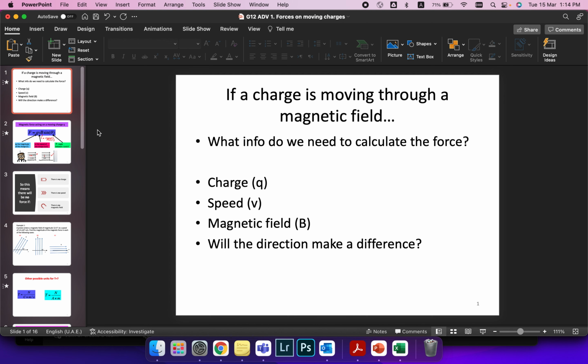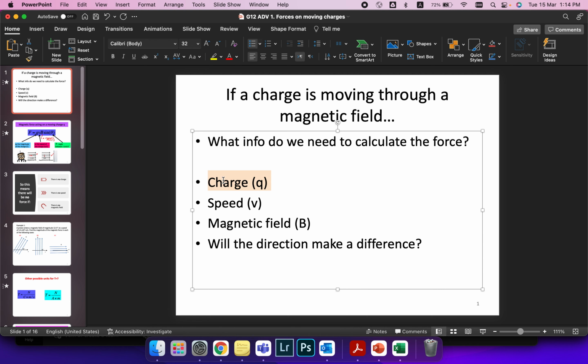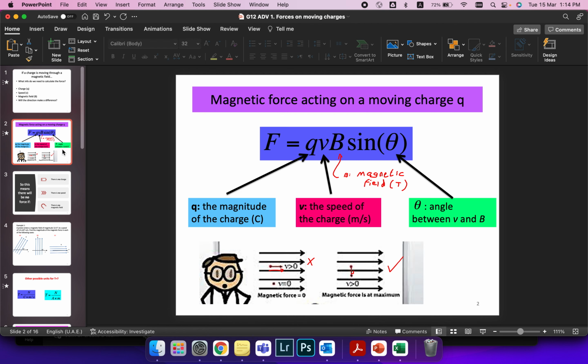So in this video we're going to talk a little bit about the forces acting on a magnetic field. If you have a charge moving through a field, you will have a force. We need to calculate a few things. First of all, calculate the force itself. In order to do that, we need to know the charge, the speed, and the field. If there is an angle, that will also affect it, so we can use the sine of the angle, and this takes us to our force formula.